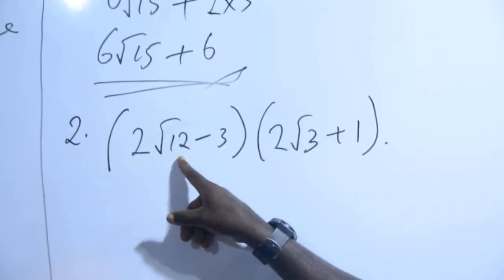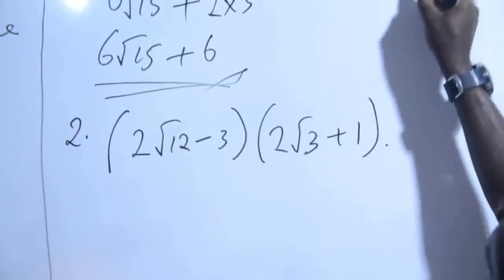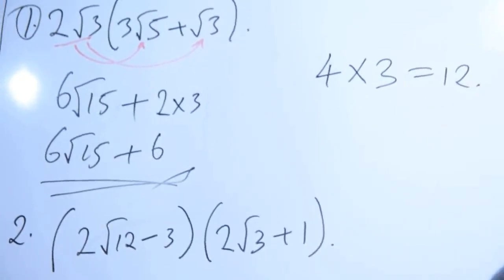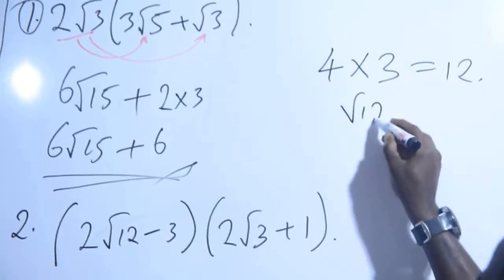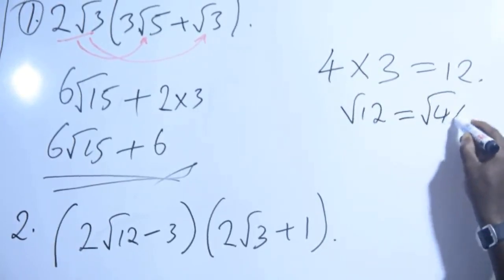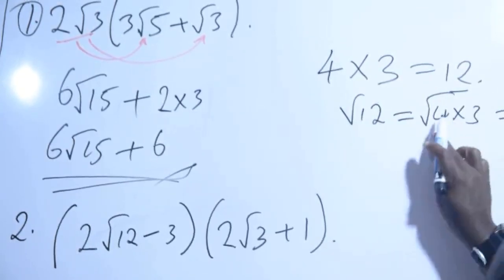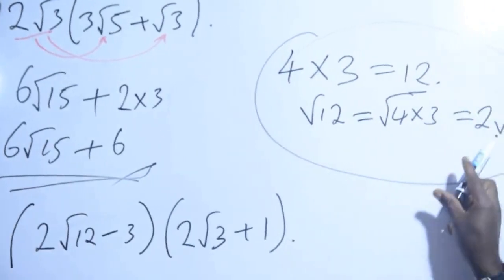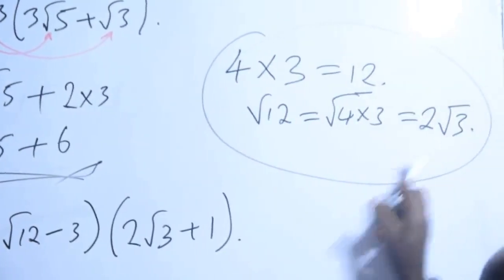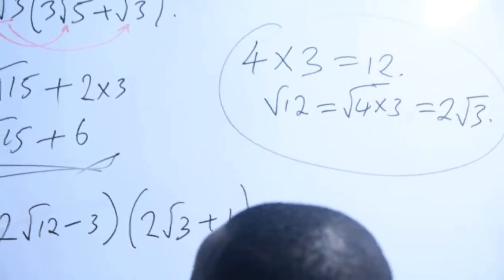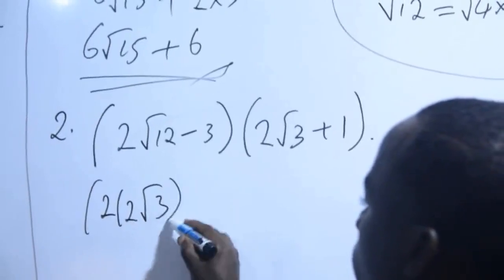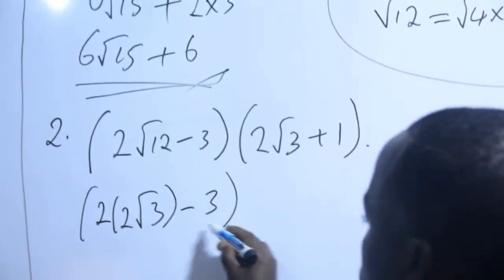Perfect square. And if you can remember very well, 4 times 3 will give us 12. And therefore, root 12 is the same thing as root 4 times 3. And the root of 4 is 2, so we are going to have 2 root 3. So that instead of root 12, it becomes 2 root 3. Right, now we are going to have this one to be 2 times 2 root 3 minus 3.